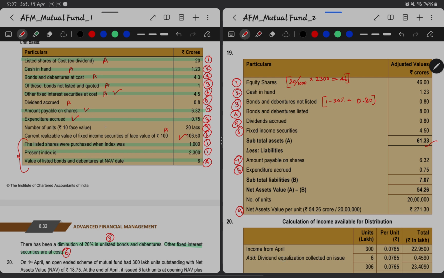And we have two liabilities: amount payable on shares and expenditure accrued. There is no additional information regarding that, so we will be taking them as they are, 6.32 and 0.75. So the total liabilities is 7.07 crores. If we reduce it from the total assets 61.33, we'll get 54.26. And the number of units is 20 lakh units. So 54.26 crores divided by 20 lakhs will be 271.3 rupees. That will be the NAV per unit.